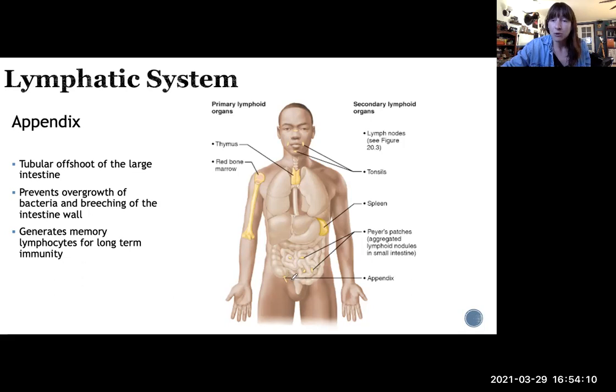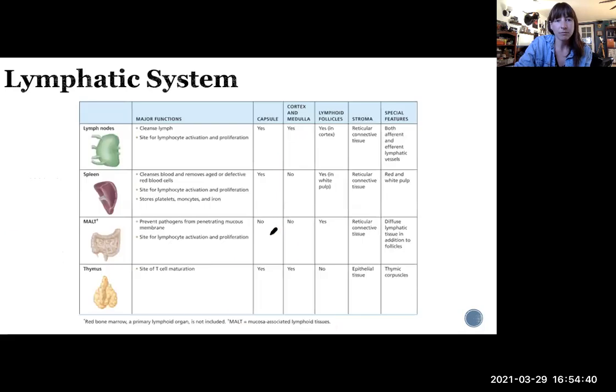And then the immune part of your appendix is thought to be that it actually is able to generate your memory lymphocytes for your long-term immunity. So it helps your lymphocytes to generate that memory that allows them to attack a previously seen pathogen or antigen faster and stronger than the first time it saw it. So having that memory gives you really an upper hand.